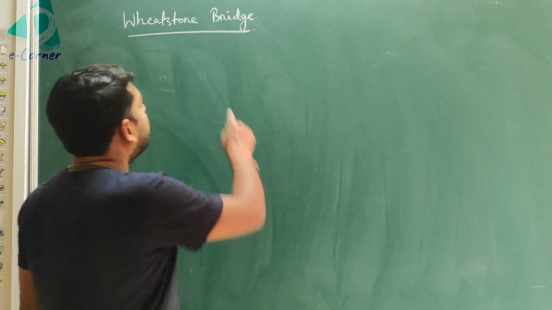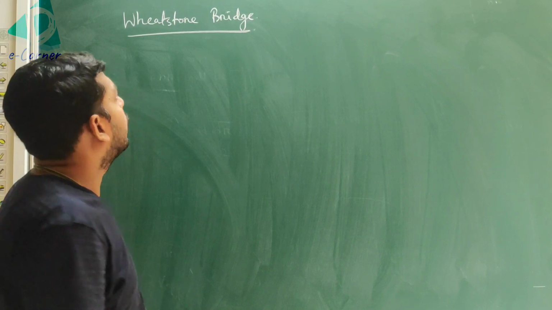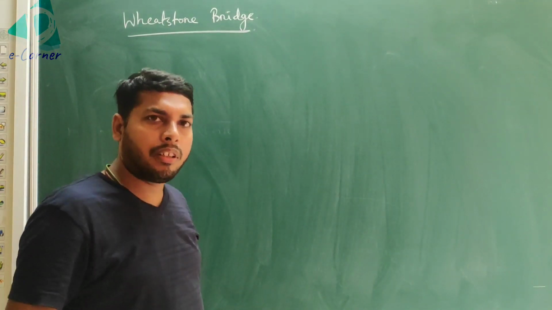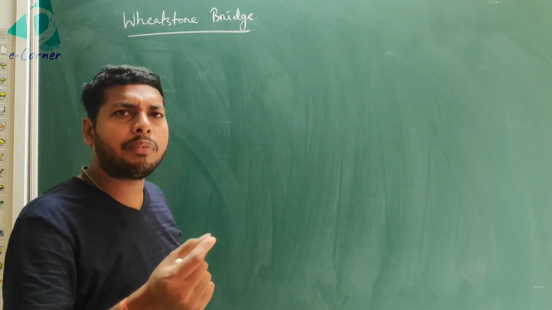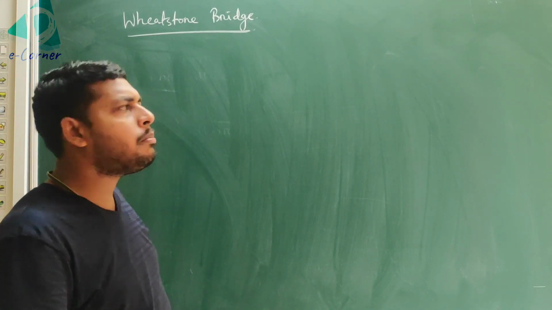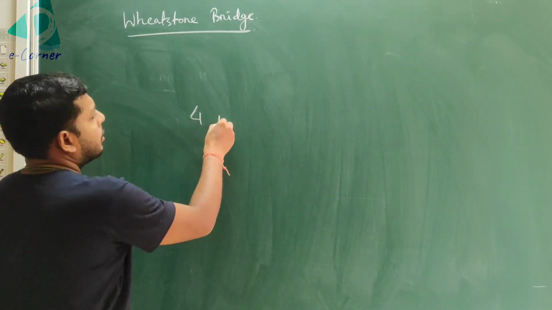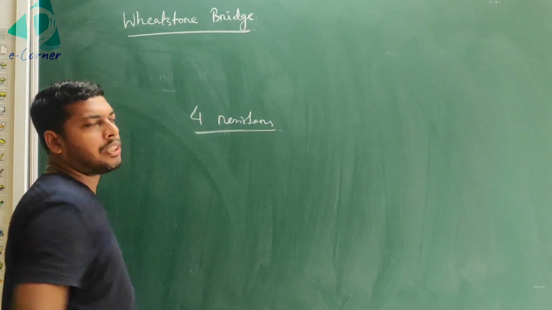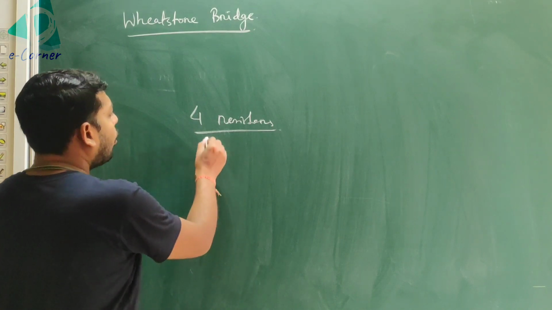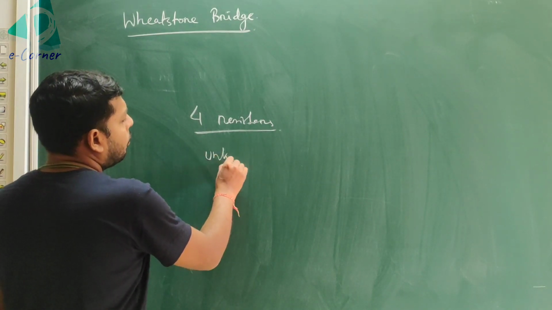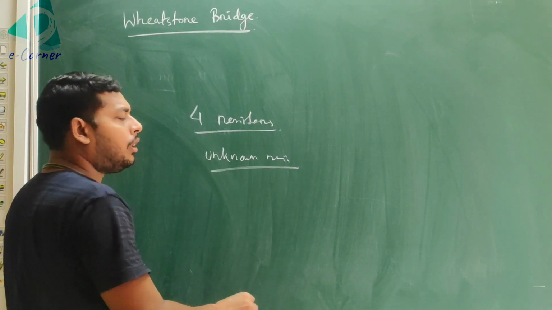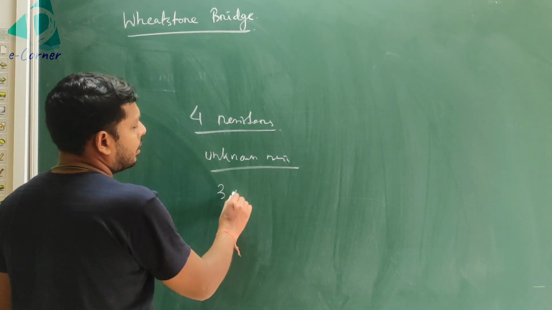Next is here Wheatstone bridge. Wheatstone bridge is one arrangement, or you can say one of the bridges. It is the arrangement of four resistors to find the unknown resistance by knowing the remaining three resistances.